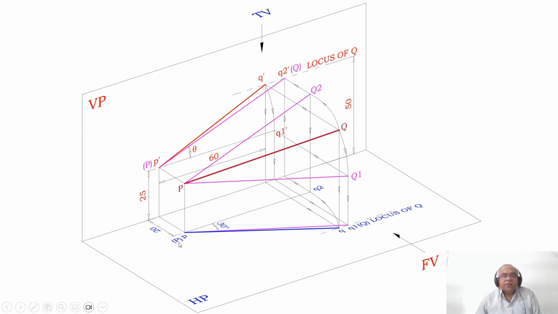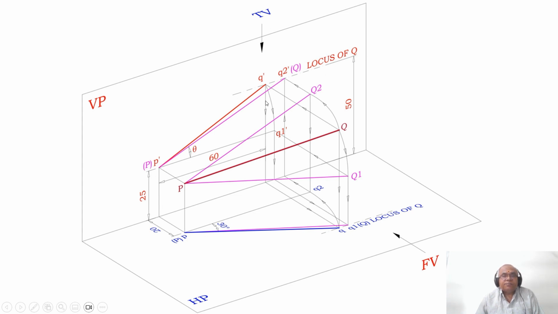What I am doing is, with PQ as center, you are rotating and making it parallel to the XY line in the top view, so that you are going to get the projector. This has been projected till here. Then once you look from the front view, that line has been projected till Q2 dash. So that is going to be the locus of Q in the front view.